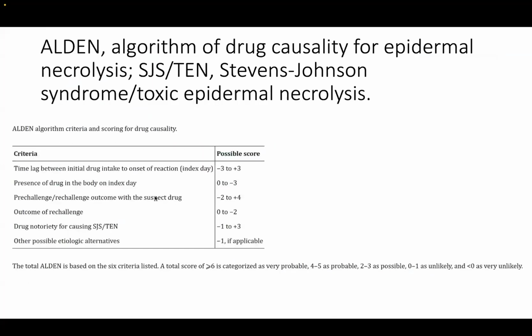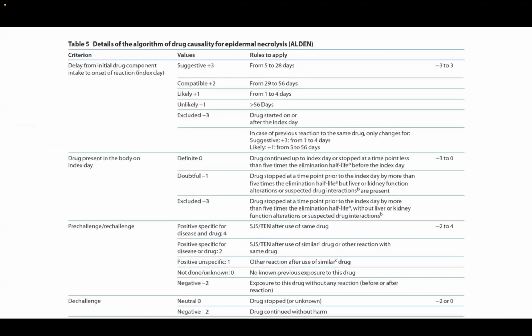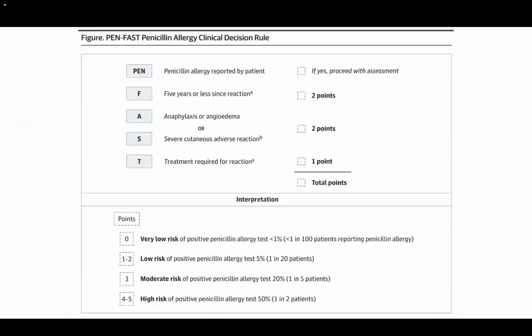And then you have the ALDEN algorithm, the algorithm of drug causality for epidermal necrolysis, useful for Stevens-Johnson syndrome and TEN. This is a causality assessment tool. You collect points based on those assessment domains, and then you assess based on the total score. Is it probable, possible, unlikely, likely, or definite based on that? And these are the details of the ALDEN scoring system. You can look at it.